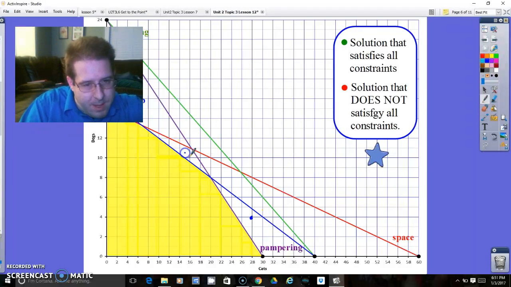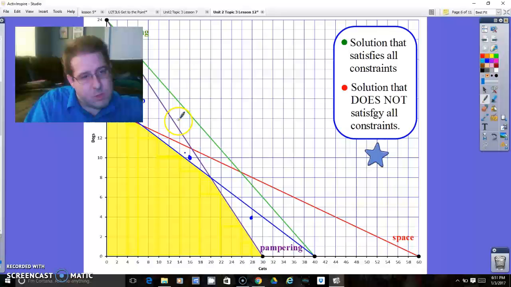Same thing goes for something like here. If you put a dot right here, and I know it's very close, but it's not going to meet the startup cost. So now it meets the pampering, but it doesn't meet the startup cost constraint. It's going to cost too much money. I know it's very close, and maybe they can borrow the money, but we have to assume that they're not doing that. Same thing goes for a point over here. That would meet all of the constraints for pampering and feeding, but it's not going to be enough space, and it's also not going to have enough money for the startup costs.